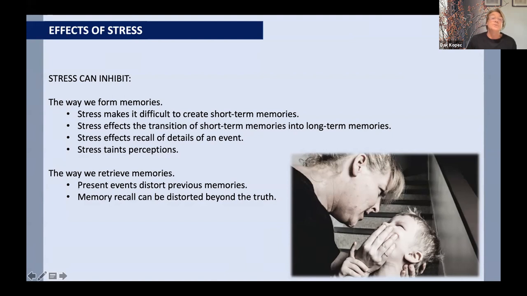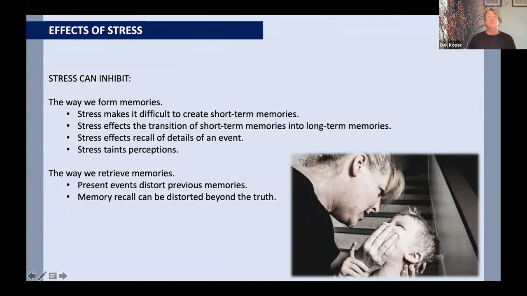So then we go into the retrieval of our memories. This is when present events are distorted by previous memories. Remember how I told you about the student who was using that stacking effect? He was looking at driving to the museum. The drive was a horrible drive, terrible parking, more expensive. Those are all the negative aspects. Now, a year later, you tell me you want to go to a museum. I don't want to go to a museum because I had a bad experience. The previous experiences distorted my perceptions of the current.